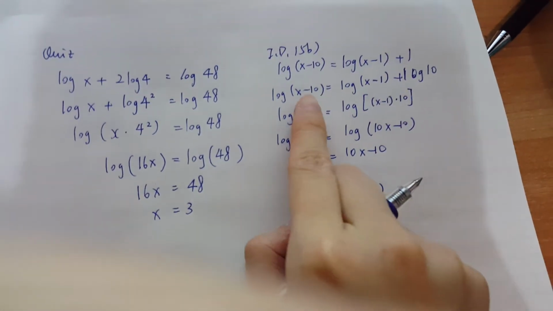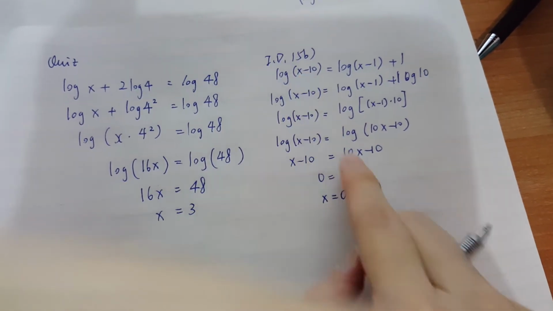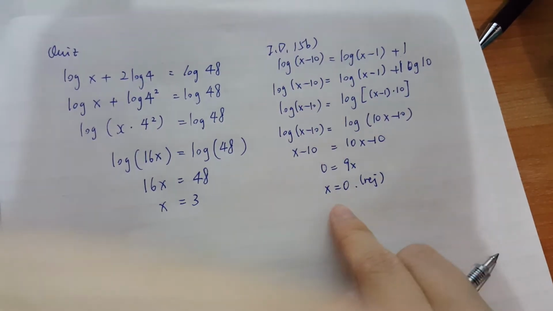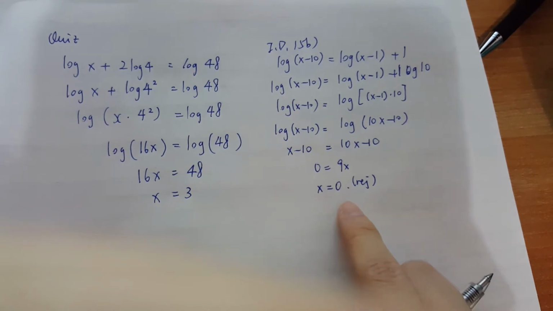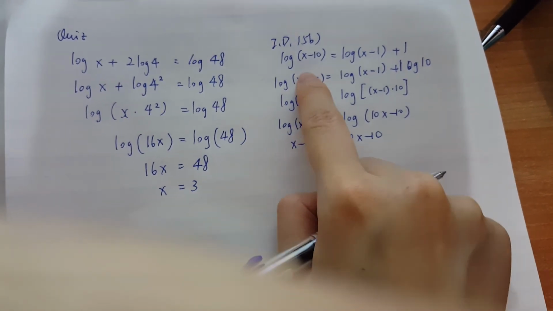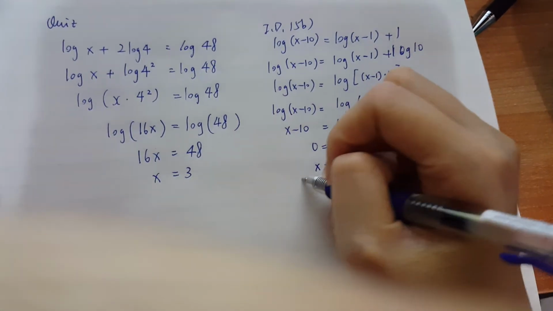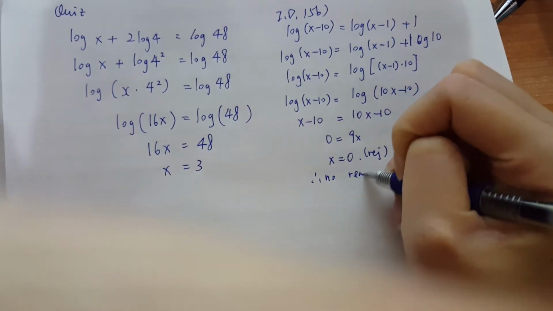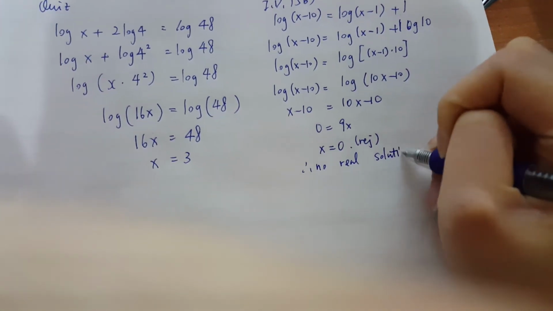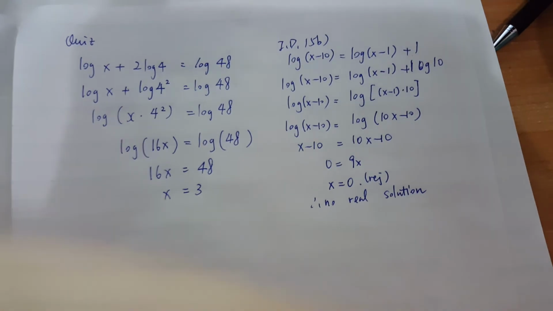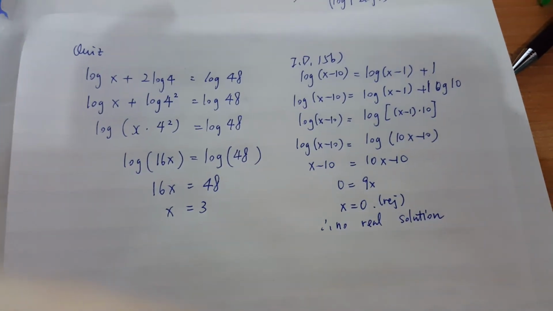Okay, whenever you see negative, you have to bear in mind that you have to double check the answer whether you will receive a math error. So if you receive a math error, you have to write down no real solution. Okay, so this is the second type of question.